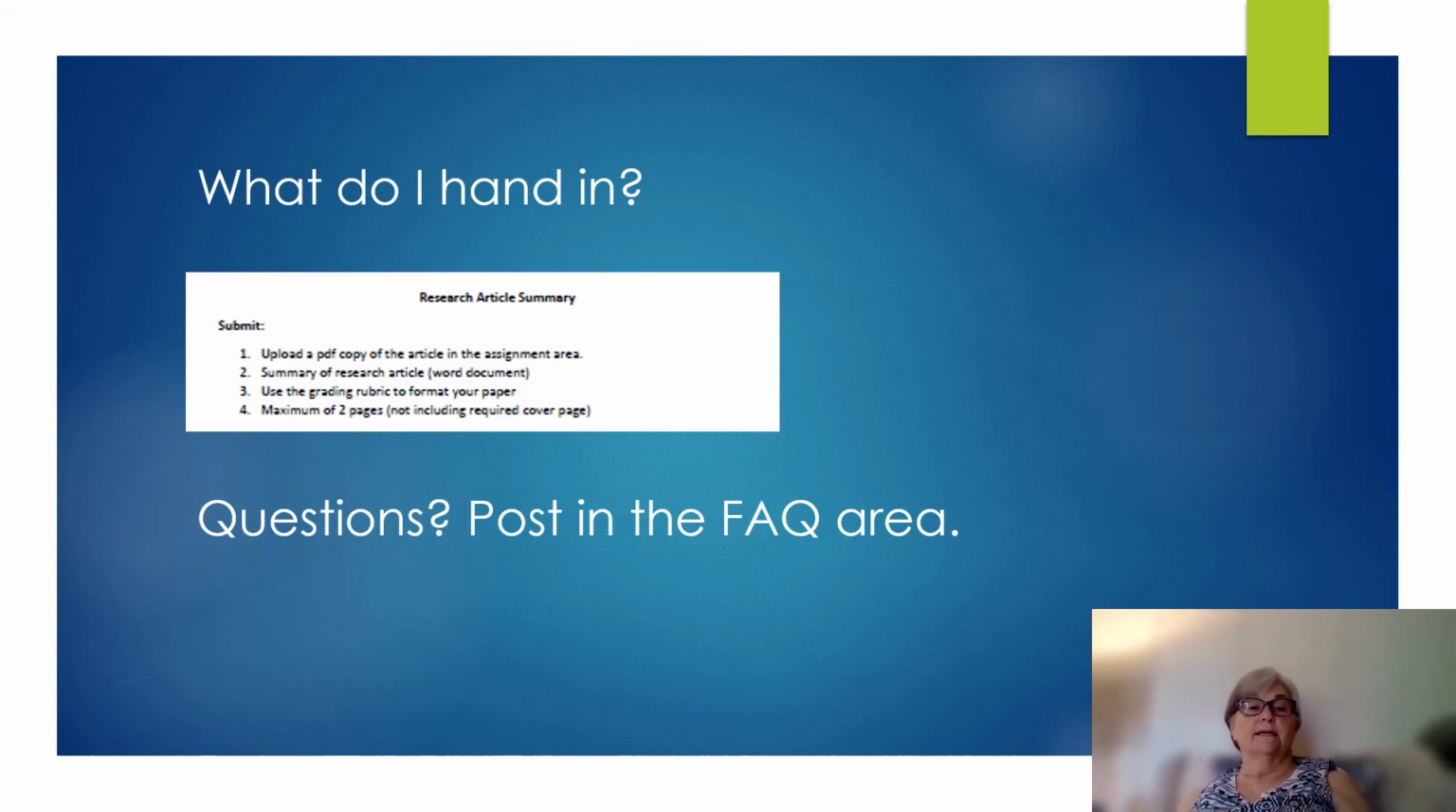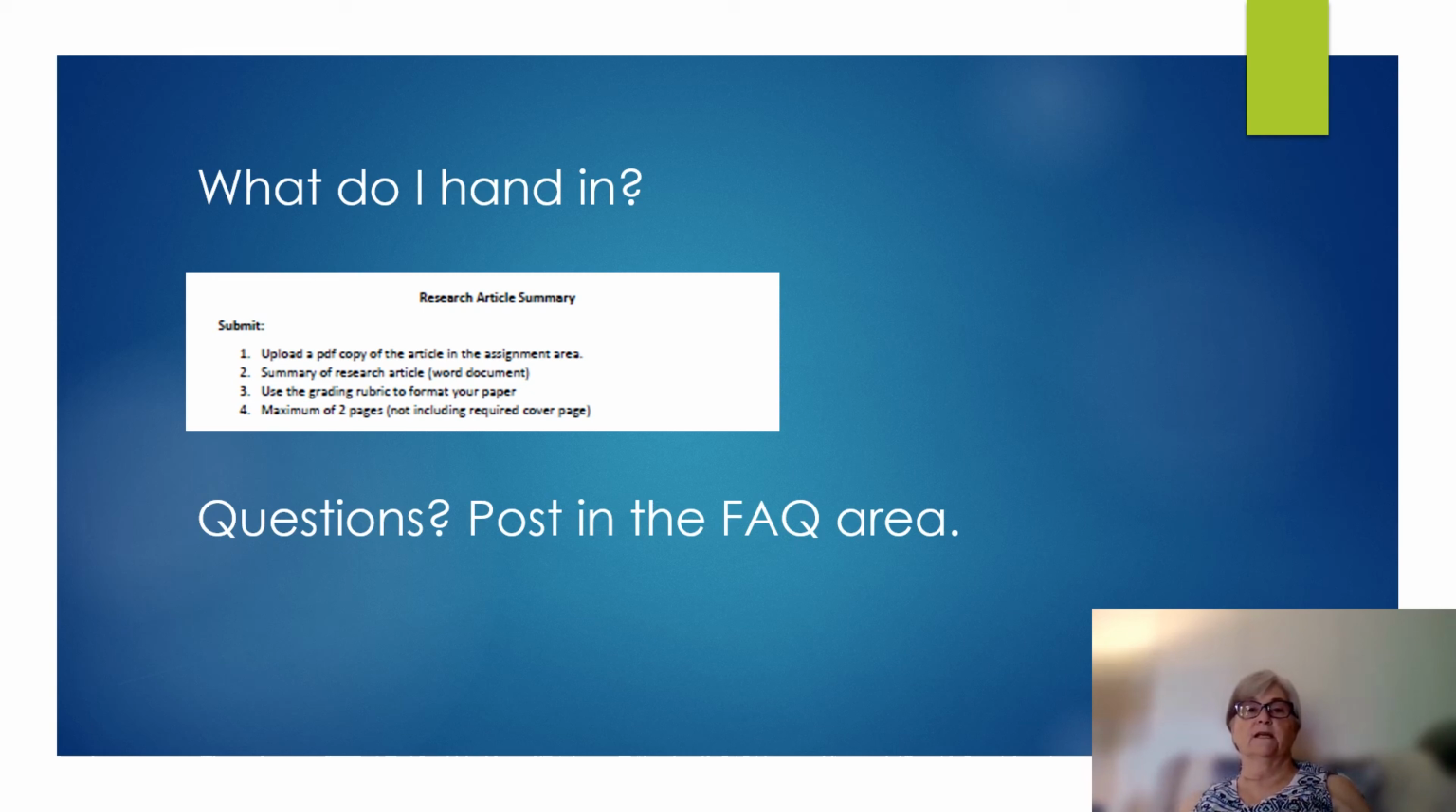So what do you hand in? You're going to hand in a PDF copy of the article. You're going to do the summary of research on your article. You're going to use the grading rubric to format your paper. It's a maximum of 2 pages, not including the required cover page, so altogether would be 3. Student APA editorial style. If you have questions, please post them in the FAQ area.